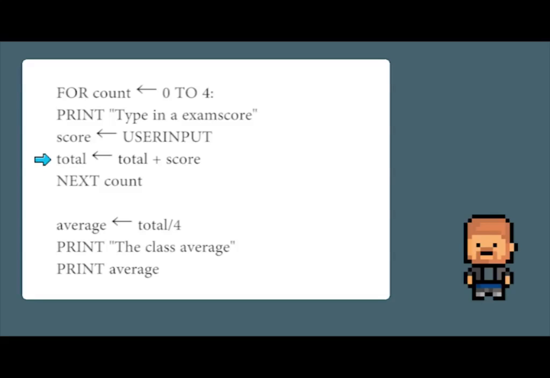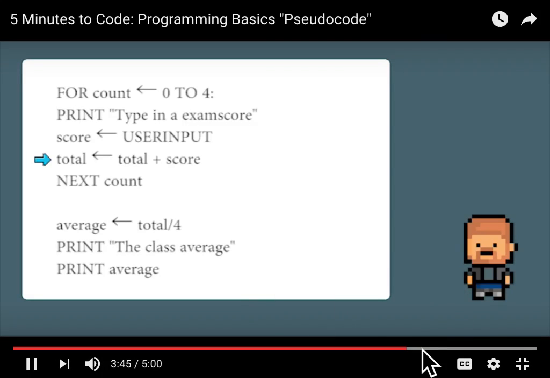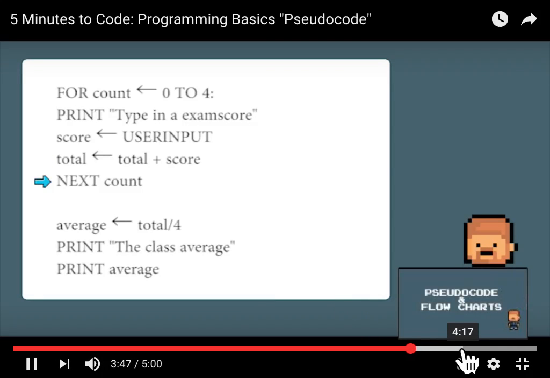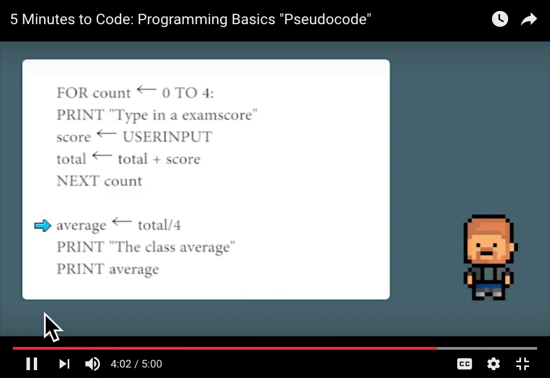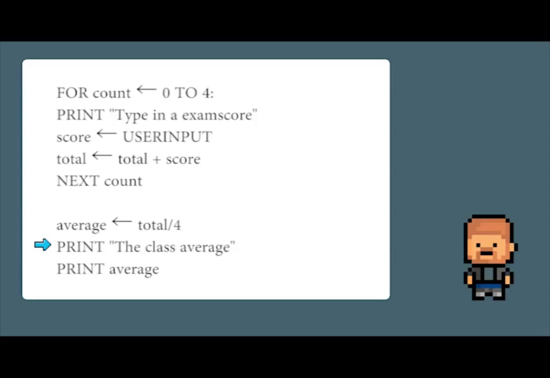Following this, it adds it to the total variable by taking the existing total and adding the new score to it. It then calls next count which effectively adds 1 to the value of count and goes around the loop again. Once it has done this 4 times, it creates the average by taking the total and dividing it by 4, and assigning it to the variable average. Finally, it prints the words the class average and the average as an output. So there you go. We have now added for loops and inputs to the mix.